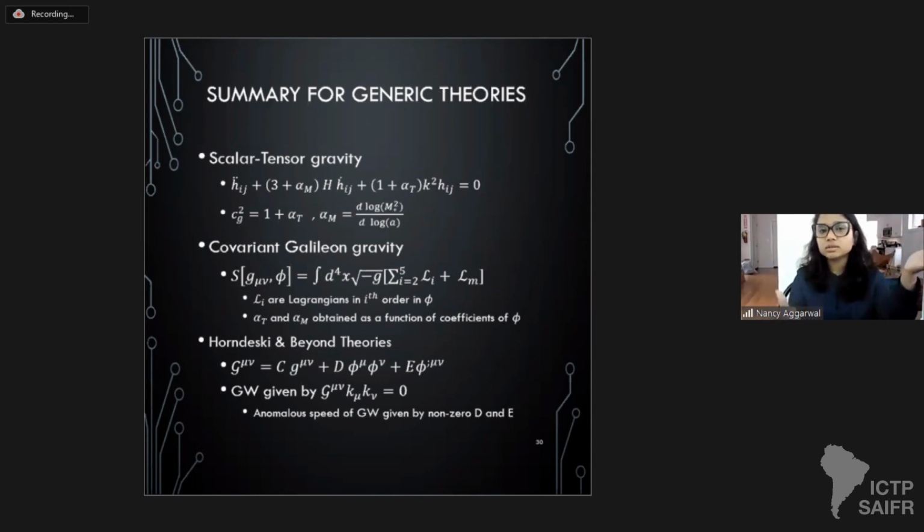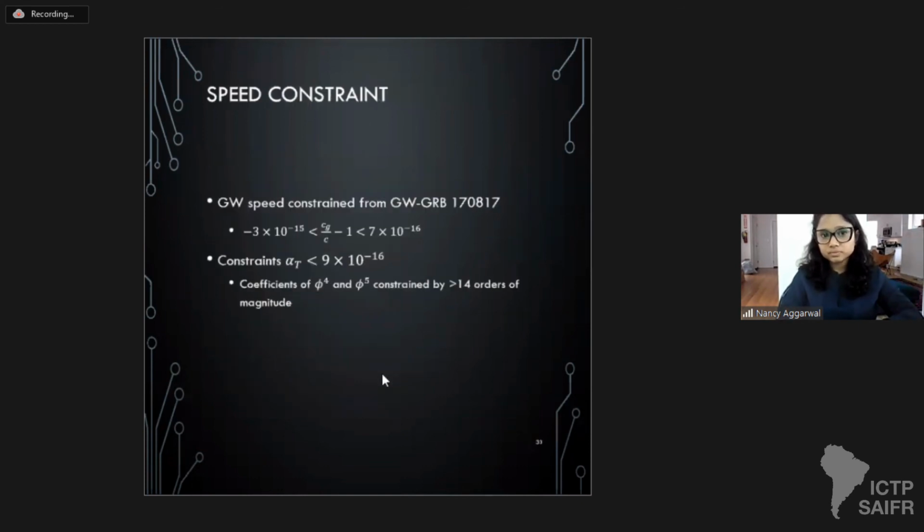So if you didn't want to have effects like that, then once you measure the gravity speed to be the speed of light, your only option is to say D and E are 0, and so you're back to normal general relativity. So by using this event, in fact, very strong constraints were placed on how different the speed of gravity is versus the speed of light, and that constrains these theories quite stringently.